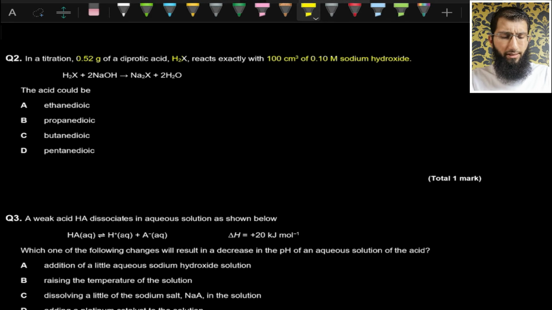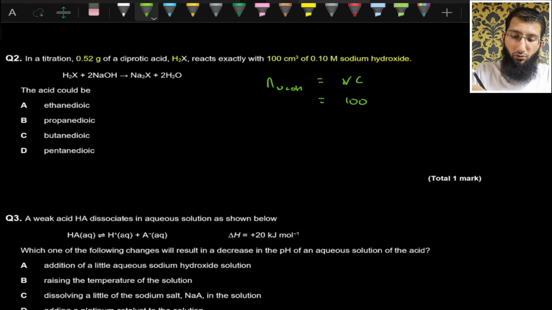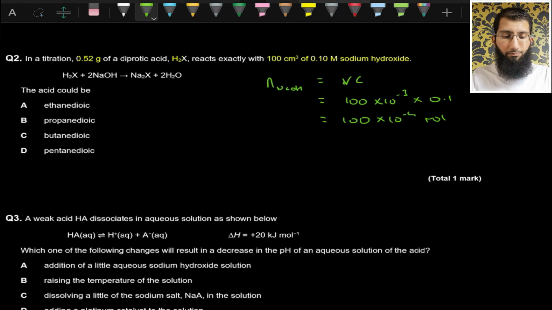So we need to identify which one it is, and we've been given limited data. We've been given the volume and the concentration of sodium hydroxide. We've been given the mass of H2X. Out of the two, I have been given the most information for the sodium hydroxide. I've been given the volume and the concentration, so I can work out its moles. So the moles of NaOH is going to equal n = vc. The volume is 100 times 10 to the minus 3, because we have to convert to decimeters cubed, multiplied by 0.1, and that gives us 100 times 10 to the minus 4 mole.